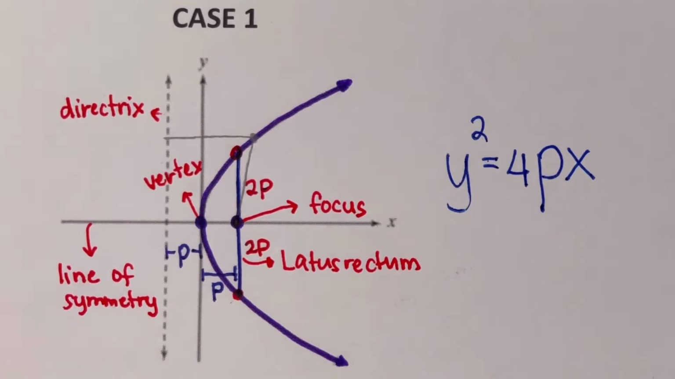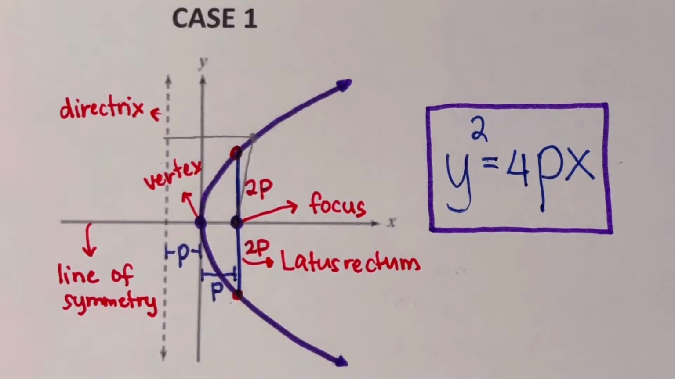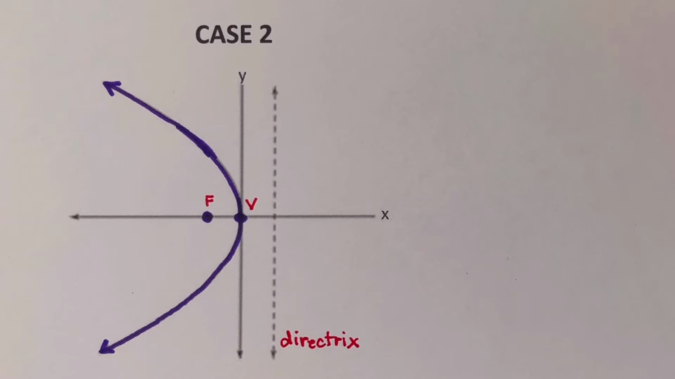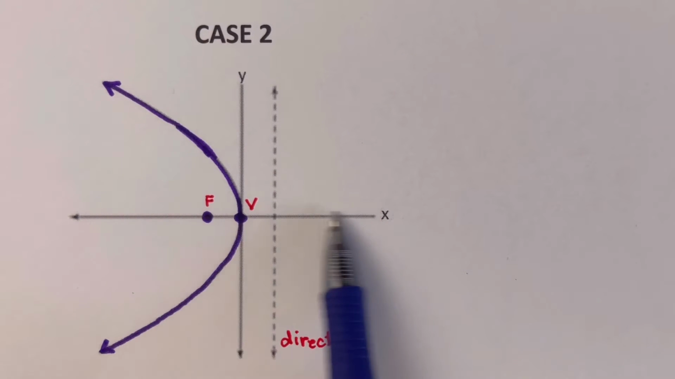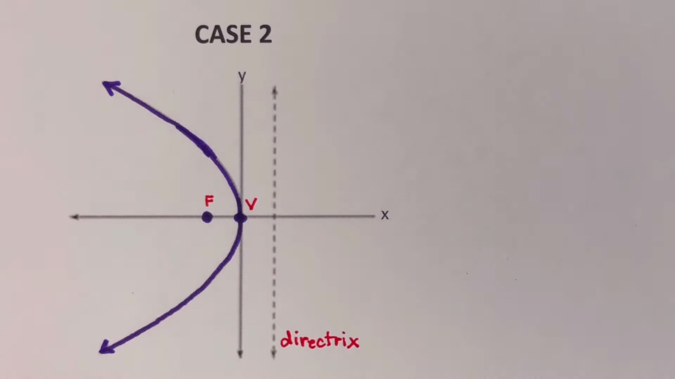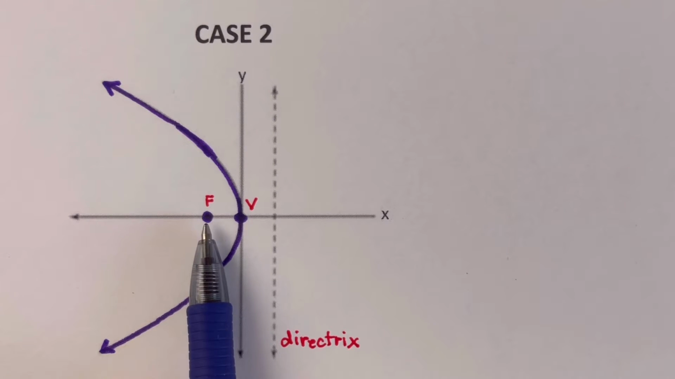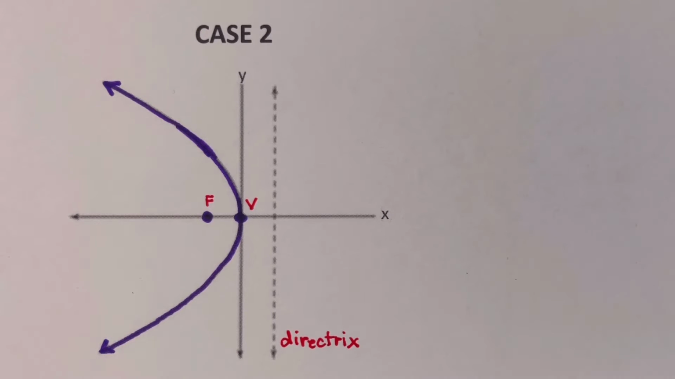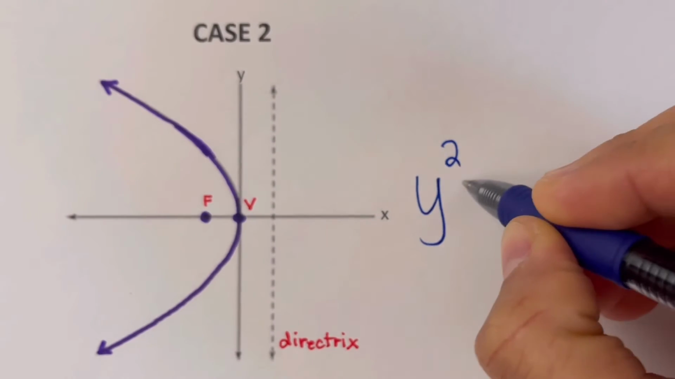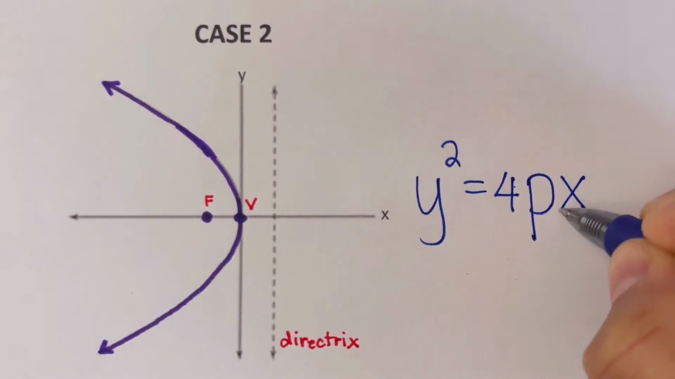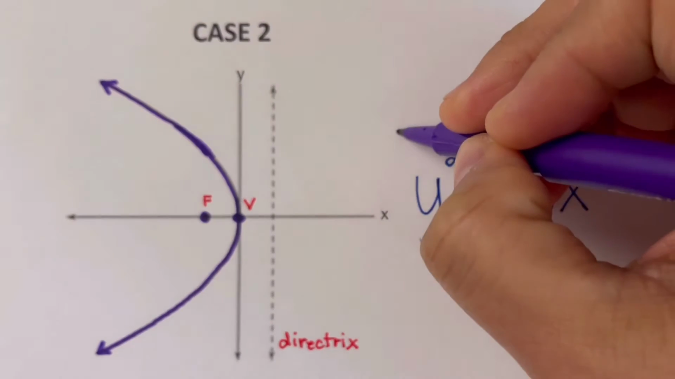So this is the formula for the first case. Now let's look at the second case. In the second case, the parts of the parabola are always the same. We have the directrix, the vertex, and the focus. This is the line of symmetry, and this is our parabola right here. If you notice, the parabola in the second case opens to the left since the focus is on the negative x-axis. Again, remember that the parabola opens to the side where the focus is. The formula that works for the second case is y squared equals 4px, pretty much the same thing as the first one. So this is the formula that works for the second case.